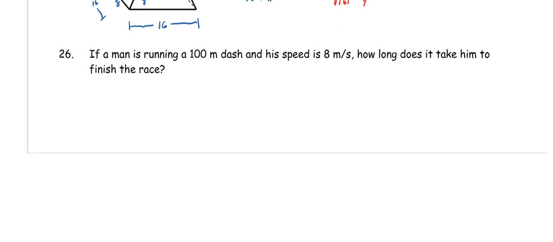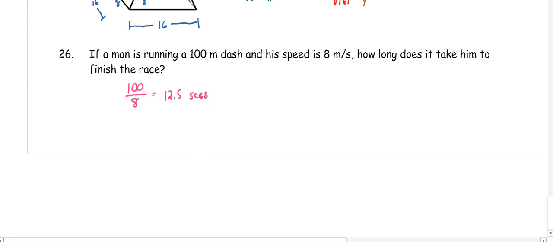In 26, if a man is running a 100-yard dash and his speed is 8 meters per second, how long does it take him to finish the race? So we can do 100 divided by his speed of 8. When we divide, that would give us our seconds. So this would be 12.5 seconds to finish the race.